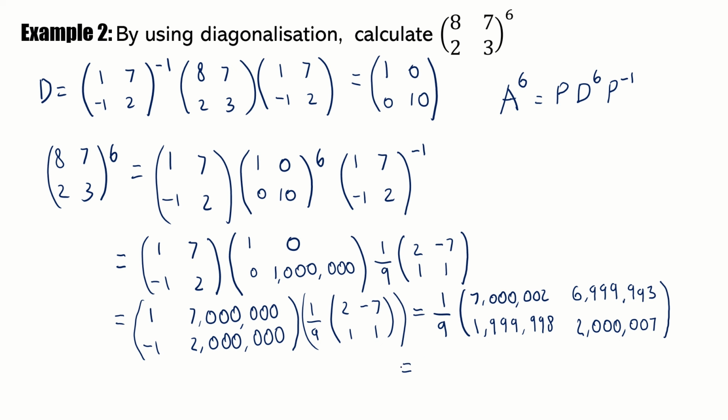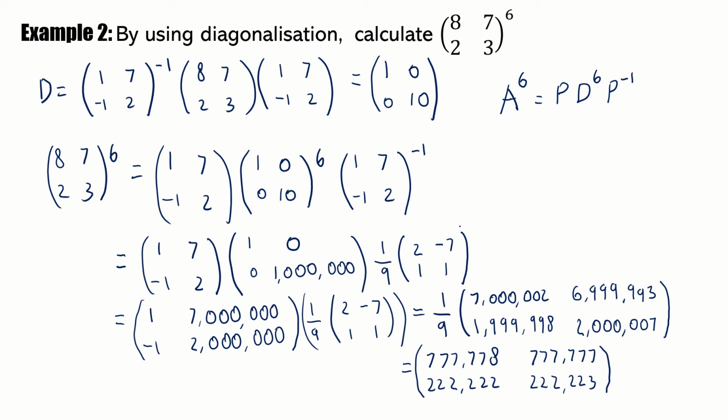Now, conveniently, that looks like it's going to be really horrible, but it's not. We already should be expecting our answer to come to nice integers because the original matrix was only made with integers, so taking it to a positive integer power will lead to integers. And conveniently it does, leading to 777,778, 777,777, and 222,222, and 222,223. And there you go.